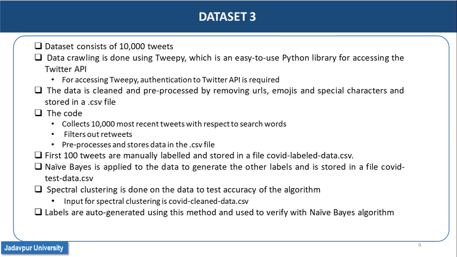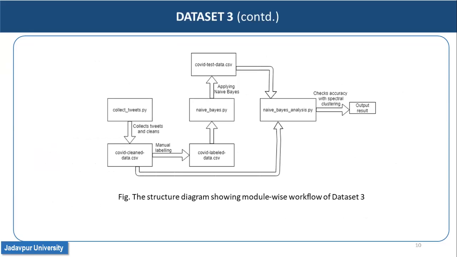Naive Bayes is applied to the manually labeled data, and spectral clustering has also been used for generating labels. The labels are auto-generated using the spectral clustering method. So this is the module-wise workflow of dataset 3. Tweets are collected and then cleaned, and then they are stored in the CSV file.